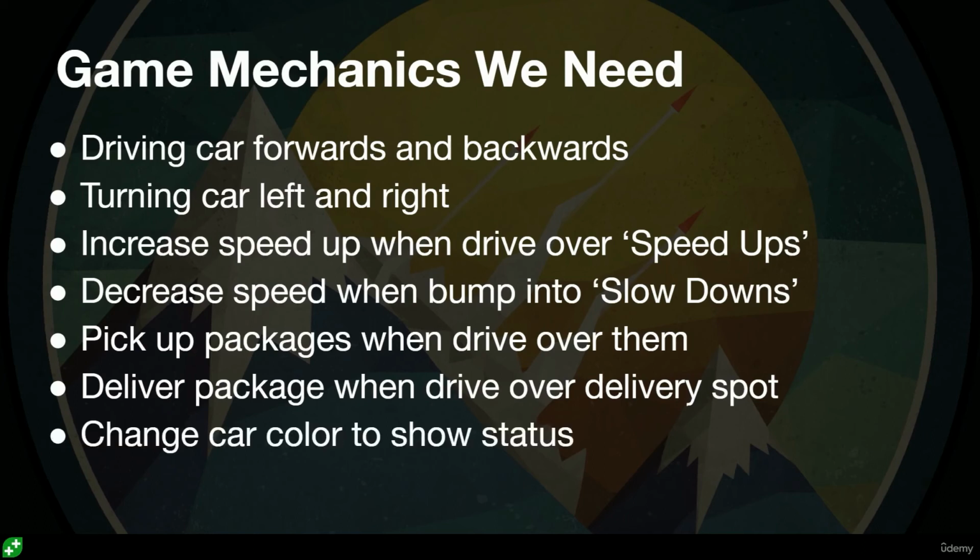So in our code, we need a way to pick up and put down the packages. And also, I'd like to have within our code a way to change something about our game. And I think the color of the car is a good way to show the status of whether you have picked up the package or whether you've had to slow down or whether you're going fast. And just a simple change of the color, I think, will allow us to do that.